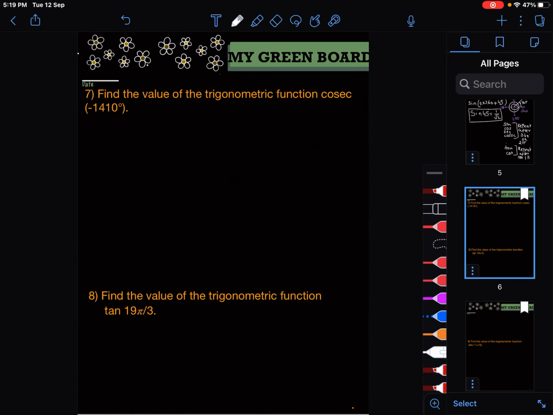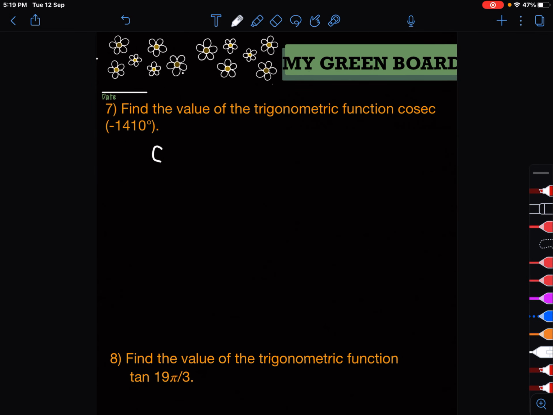So what we need to do is, let us see. We need to analyze this. We can do this in two ways. Now I am going to do it in the identity way. So let's take cosec x.